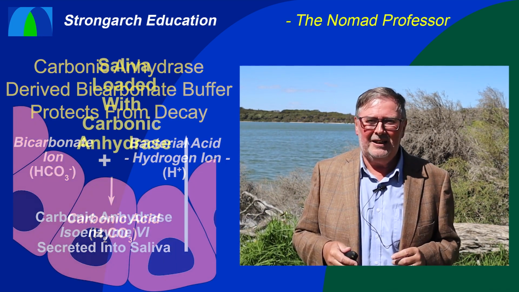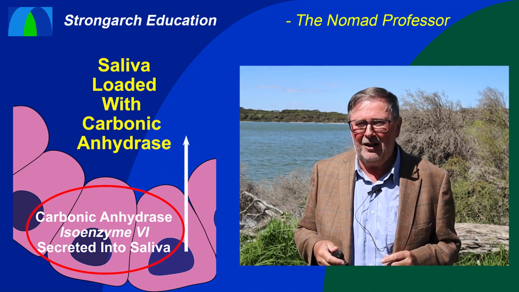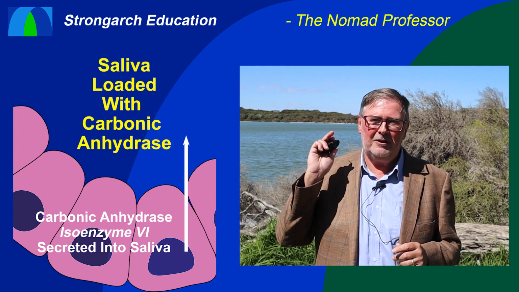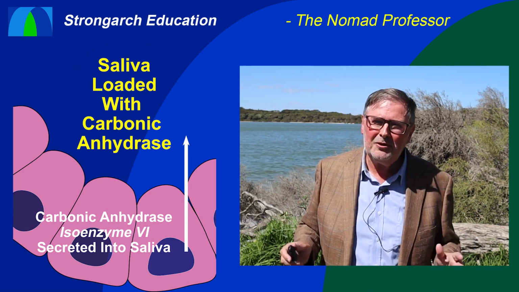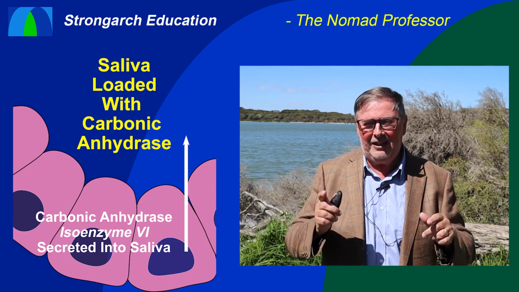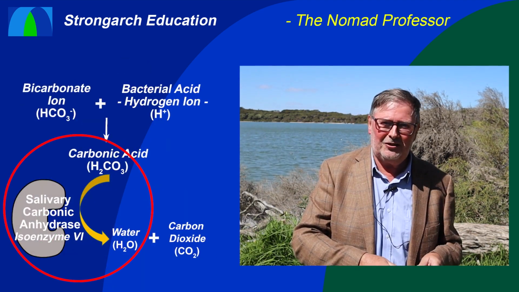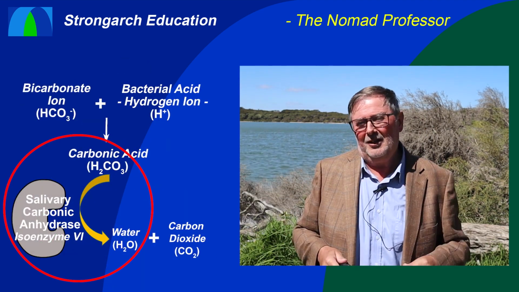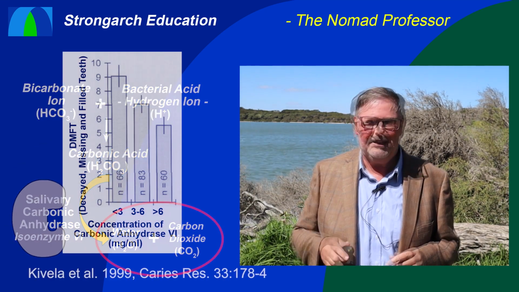But in addition, the salivary glands also produce a separate isoenzyme of carbonic anhydrase that's released into the saliva itself. It turns out that about 3% of the total protein in saliva is this particular isoenzyme of carbonic anhydrase. Well, that catalyzes then the reverse reaction, producing harmless carbon dioxide and water.